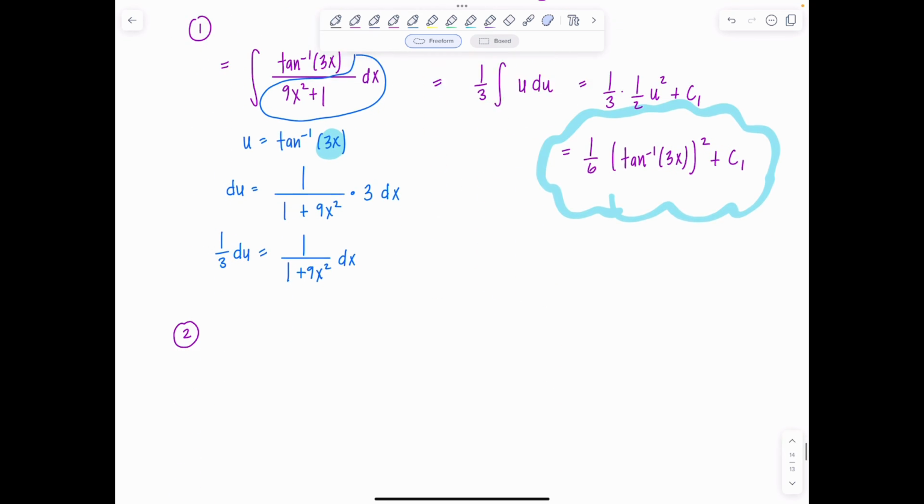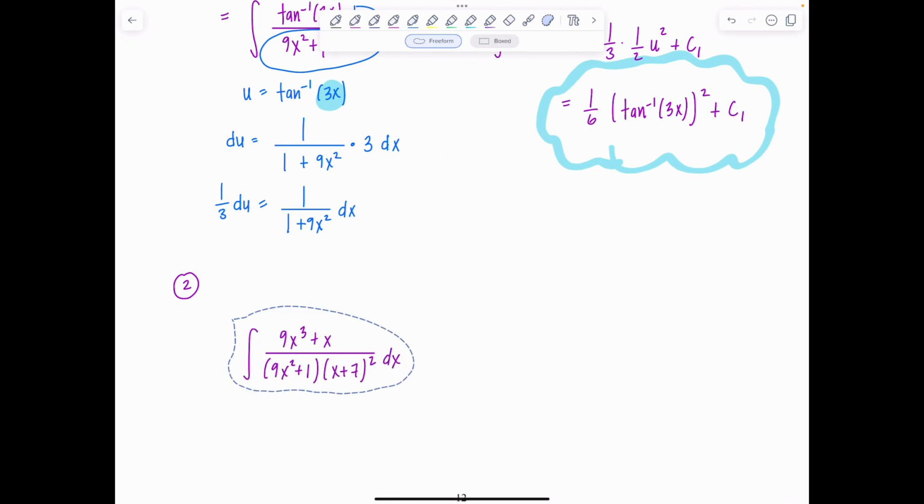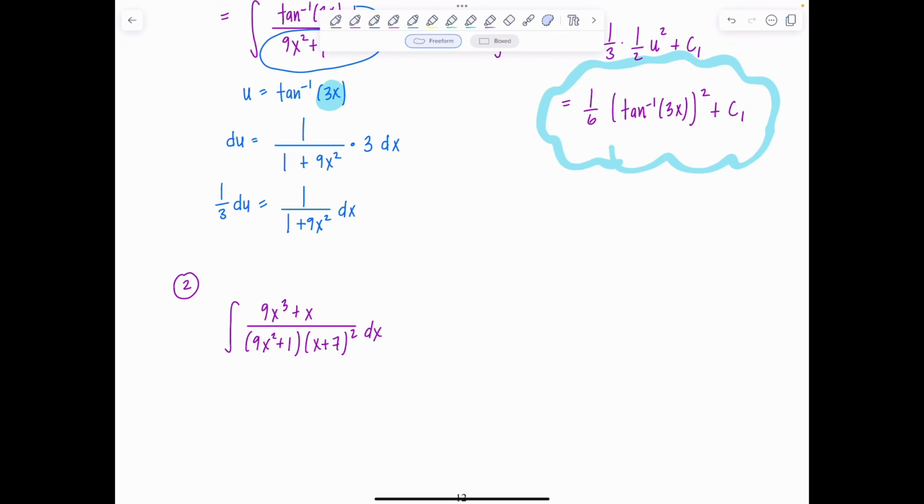And you can see here, the numerator still factors further. Did you catch that? Good. You can take an x out, and then you have 9x squared plus 1. So that's key, because then that'll cancel with the 9x squared plus 1 in the denominator. And then all we have is x over x plus 7 squared.